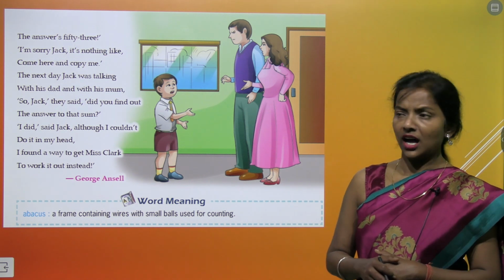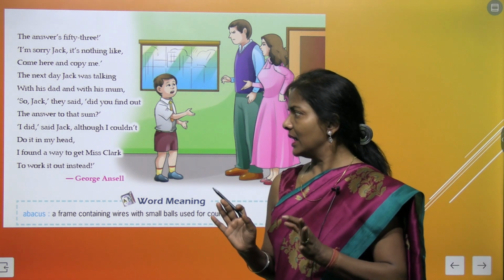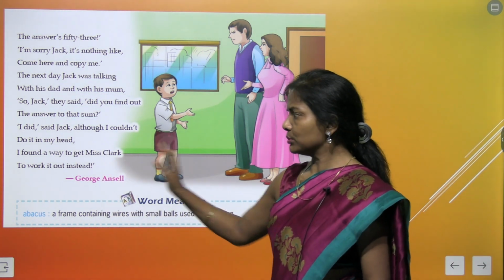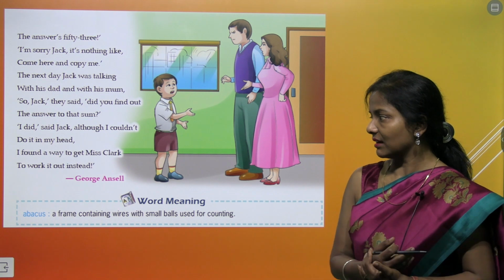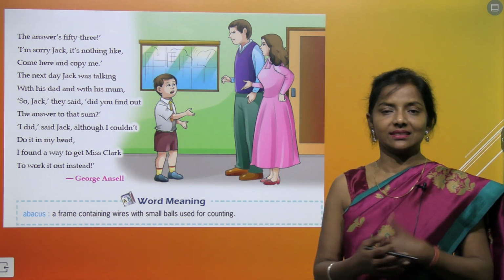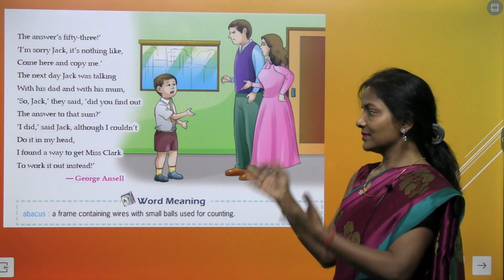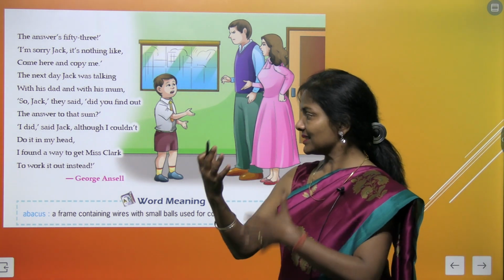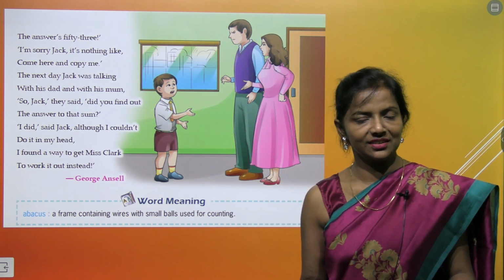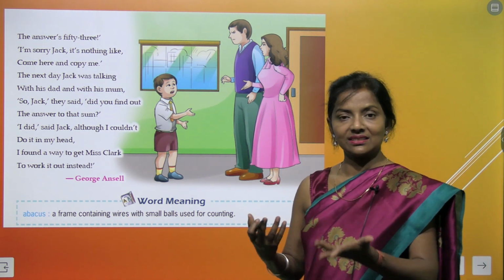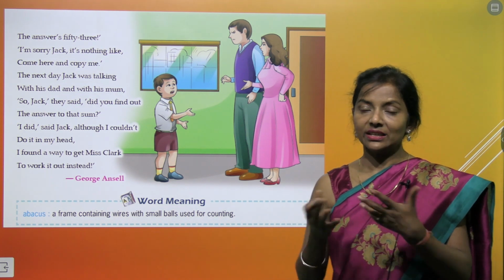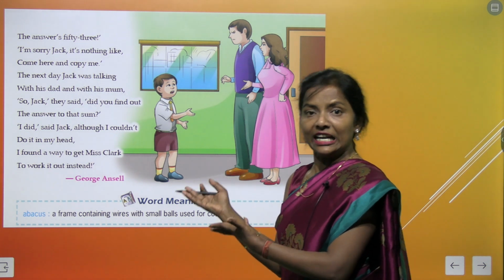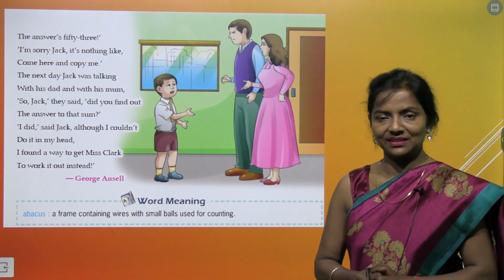Now Jack says that yes, he has found it, but he couldn't do it in his head. I found a way to get Miss Clark to work it out instead. Now what Jack says is, I have found a solution: Miss Clark will give the answer to this question. To work it out instead, Miss Clark will work on this sum and she'll find out the answer. So this was the solution he found for himself.